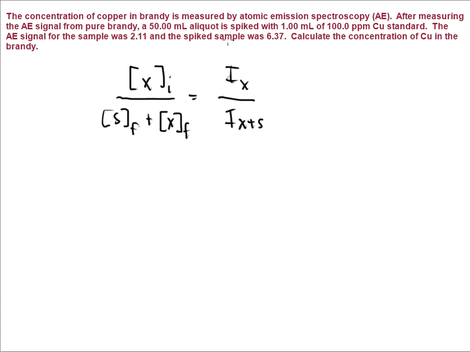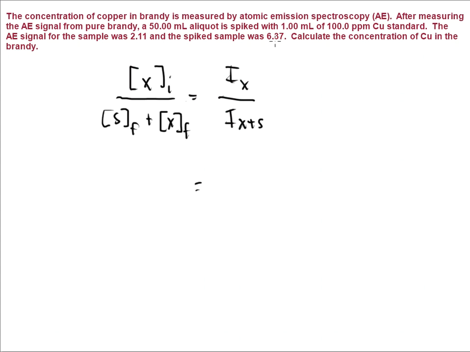Instrument signal of my sample, instrument signal of the sample and the spike, or the standard. Over to the left, that is just the pure sample that was given to me to run. And then down below, that's going to be the spiked version, the sample as well as the standard that I've added. So let's start filling in the numbers.